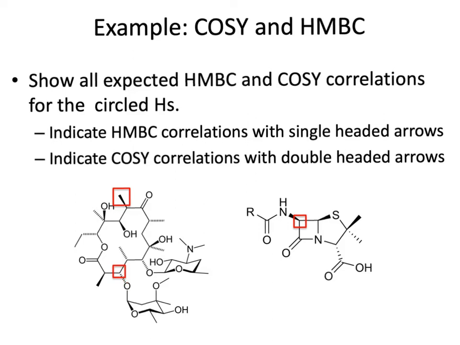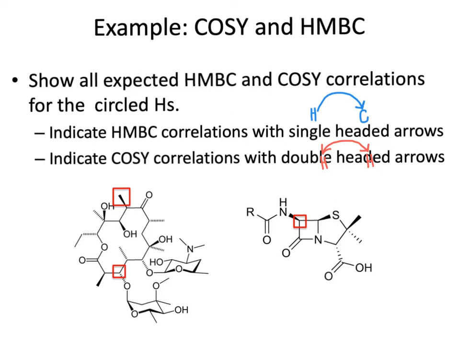We're going to indicate HMBC correlations with single-headed arrows, which means that we will start the arrow on a particular proton, and we will show the arrowhead indicating the carbon that we observe a correlation to. For the COSY correlations, we will use double-headed arrows, meaning that the arrow has an arrowhead at both of the protons that are participating in that correlation.